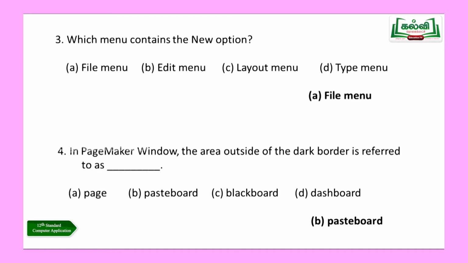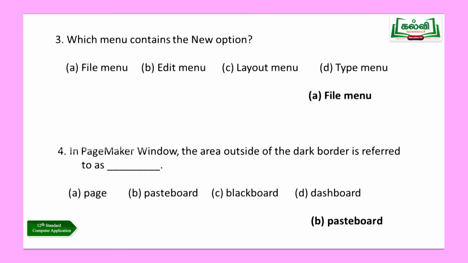Various menus have sub-menus, and you have to remember the important sub-menu items in each menu. The new option appears in the File menu. If you click the File menu, you will have a pull down menu, and in that pull down menu, you will have this new option. So the new option is available in the File menu. The answer is File menu.